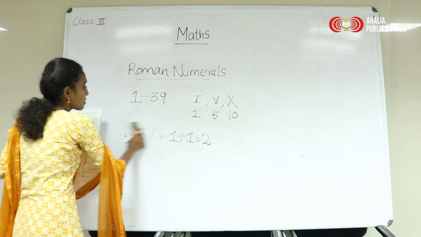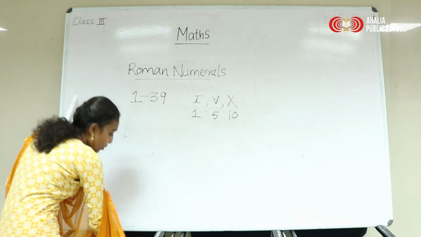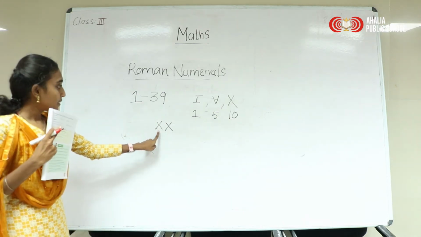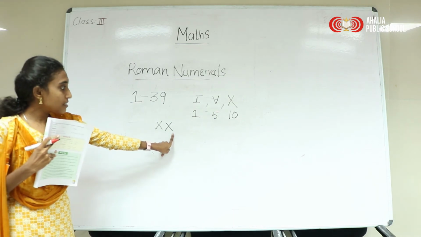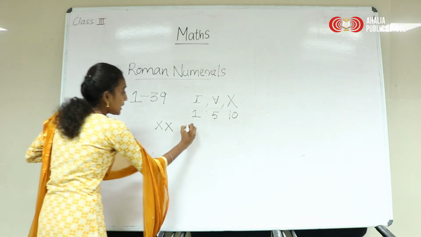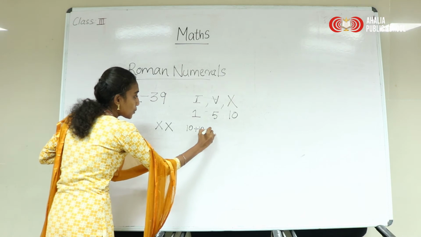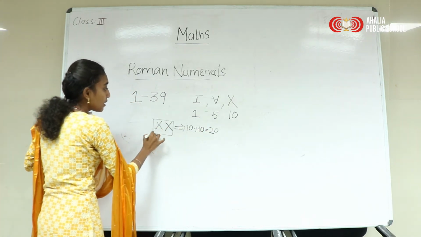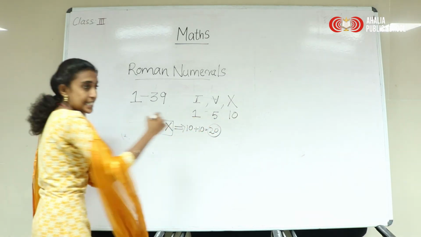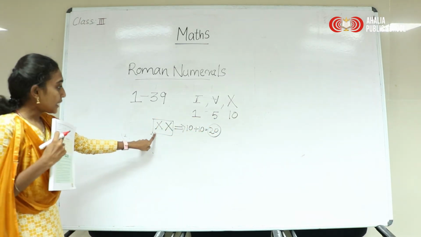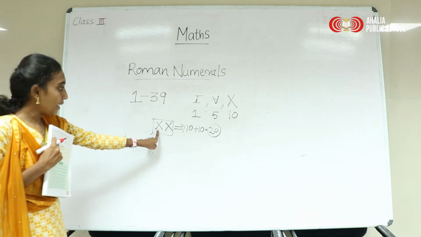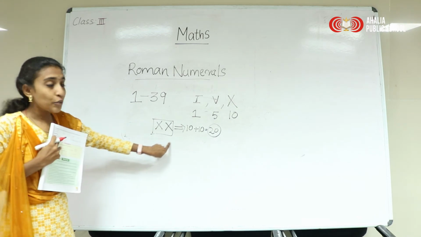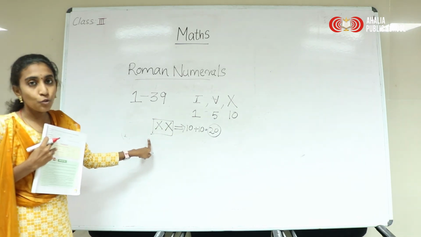And what about this? This is a 10. Again, this is a 10. That means 10 plus 10 equals 20. So, this is the Roman numeral for 20. Okay, children? 10 follows a 10. So, 10 plus 10 is 20. This is how we write 20 in Roman numerals.